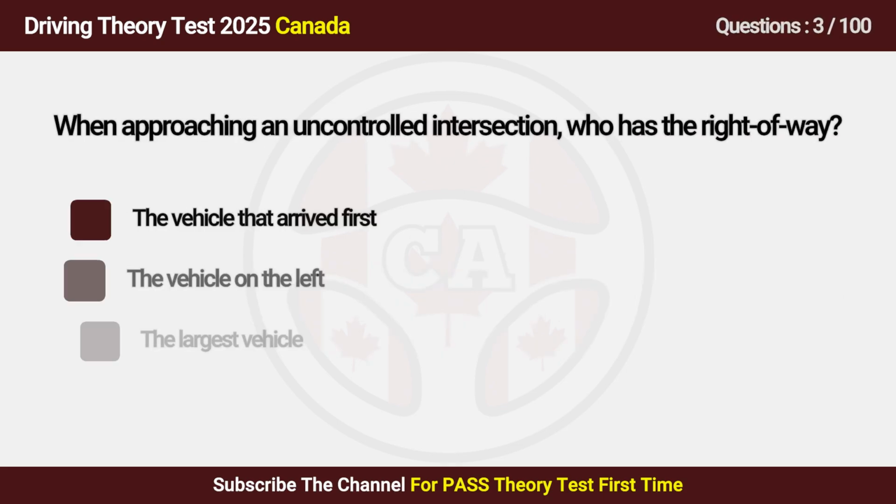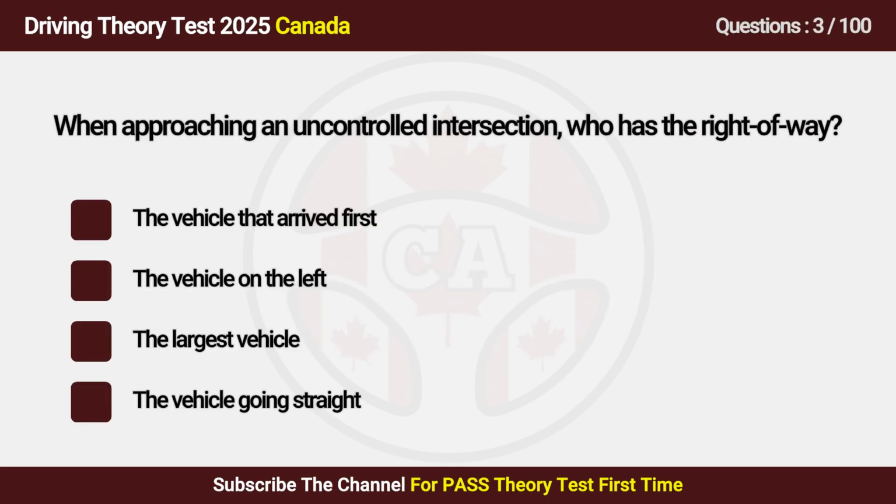Question 3. When approaching an uncontrolled intersection, who has the right of way? A. The vehicle that arrives first. B. The vehicle on the left. C. The largest vehicle. D. The vehicle going straight.